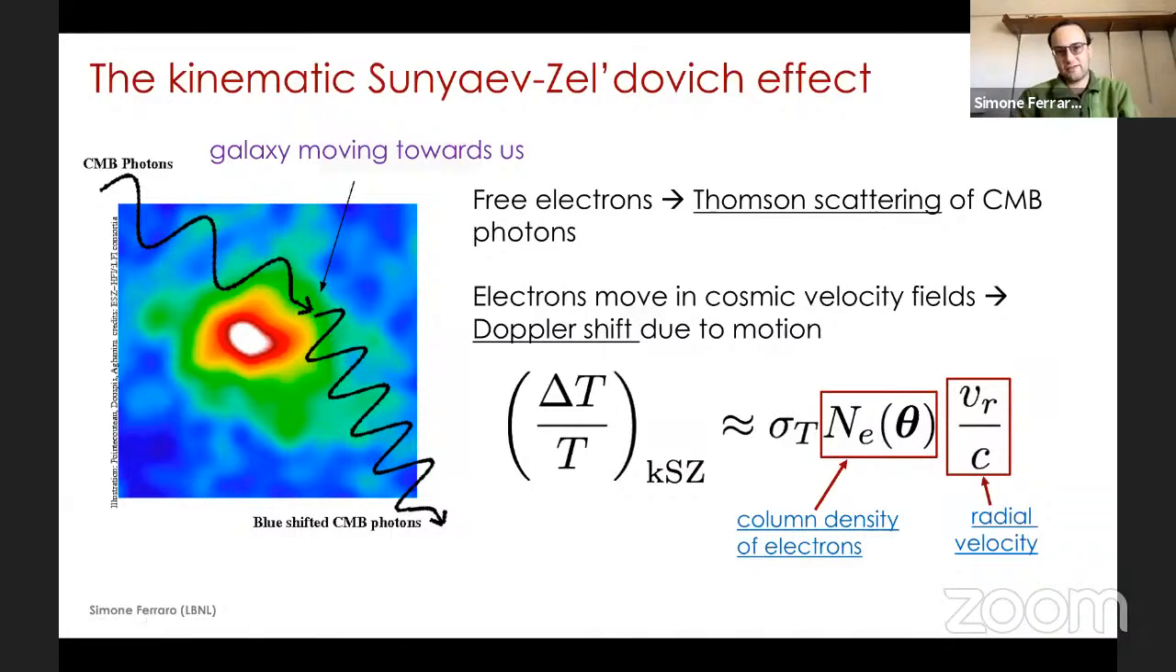And if a photon does scatter, in the non-relativistic limit, the Doppler shift it acquires is just v over c. So this formula has a very intuitive explanation. It's really the product of the column density of electrons, which is a probe of astrophysics, times the radial velocity, which is a probe of cosmology. And I will assume we know the velocity field: we're working within lambda CDM, so we know the statistical properties of the velocity fields at all redshifts.